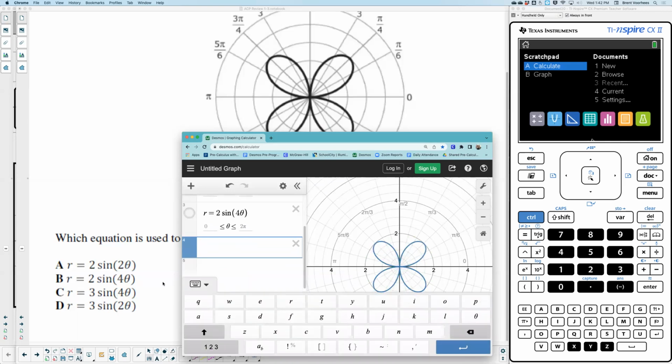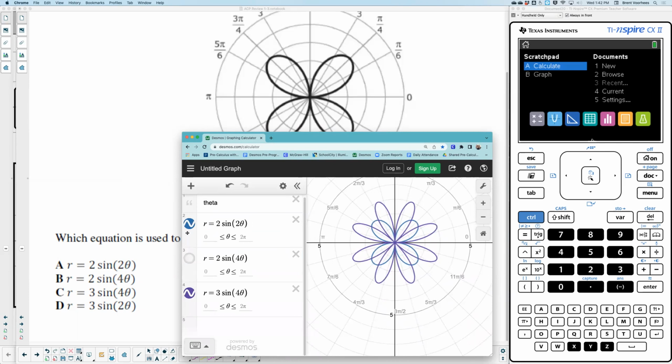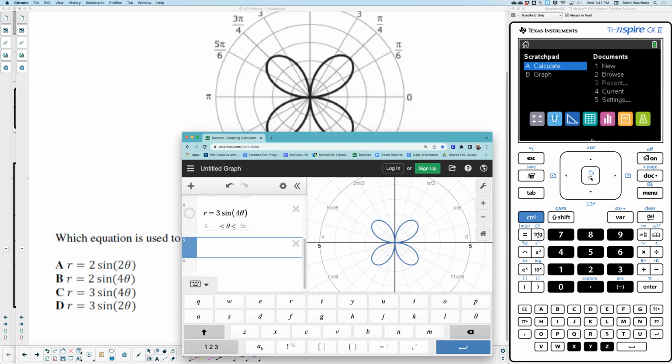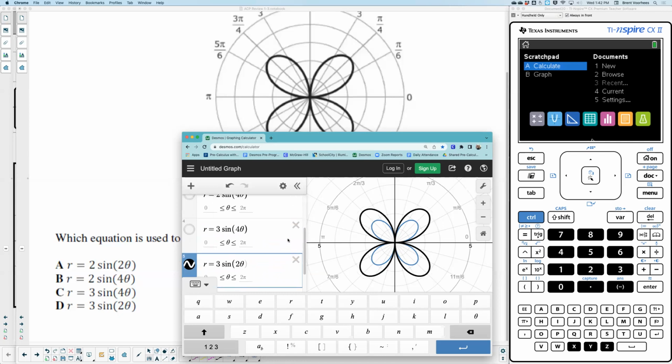That one's certainly wrong. r equals 3 sine 4 theta. What do you think about that one? Still too many petals. So that one's wrong. I'll turn that one off. And finally, r equals 3 sine 2 theta. Wait, is that a possibility? Okay, so now I know which two to debate between. It's either A or it's D. It's one or the other.